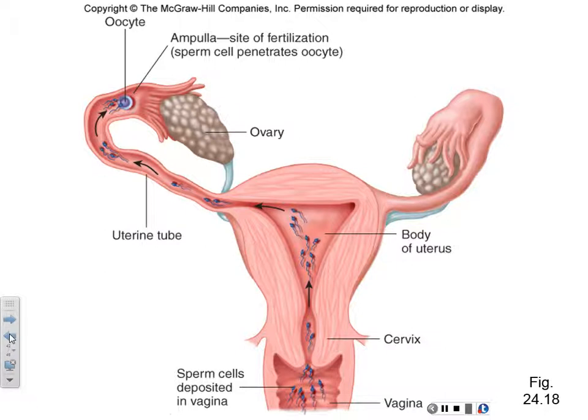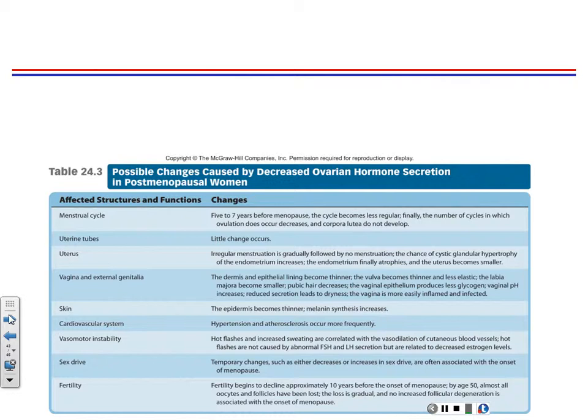So fertilization occurs right there in the infundibulum, all right? And sperm cells have to go all the way up there. That's why they need all the fructose and so forth.